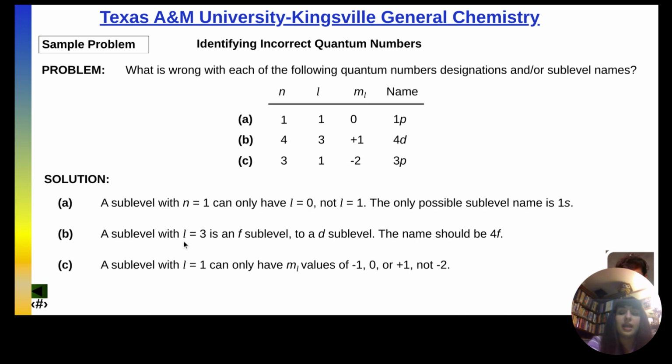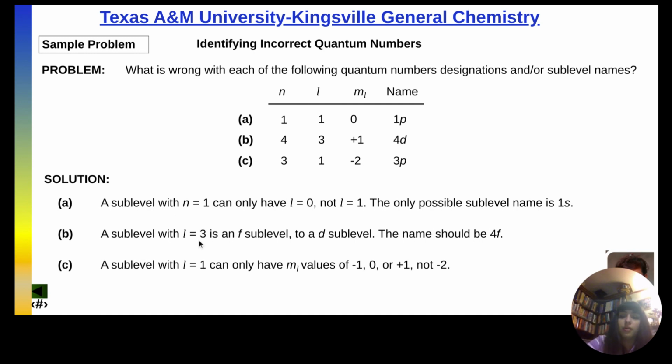For B, a sublevel with l equals 3 is an f sublevel, not a d sublevel. So the name should be f.